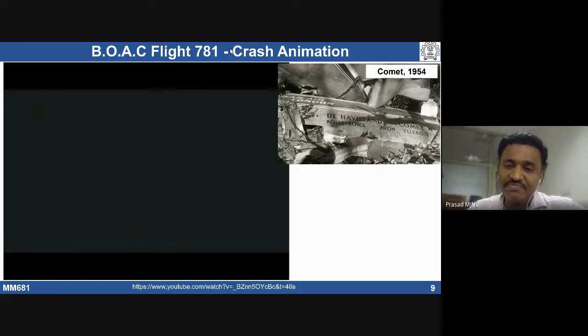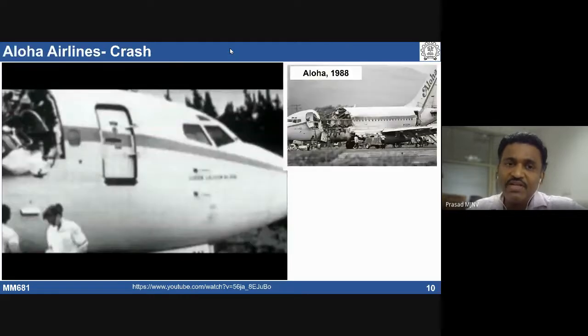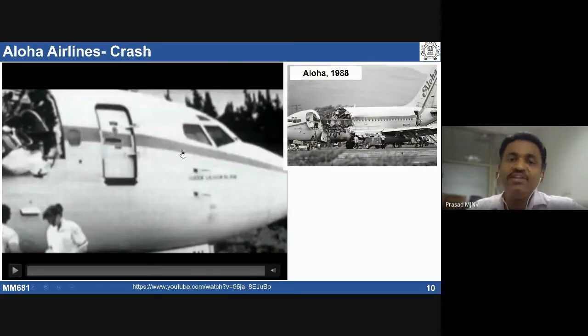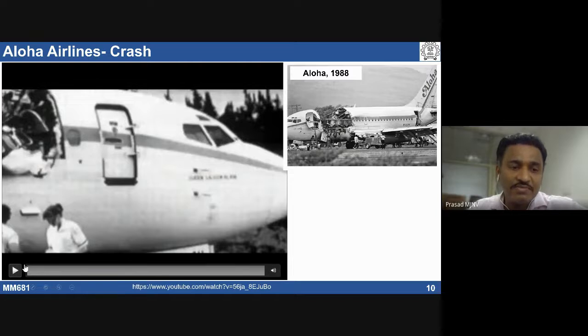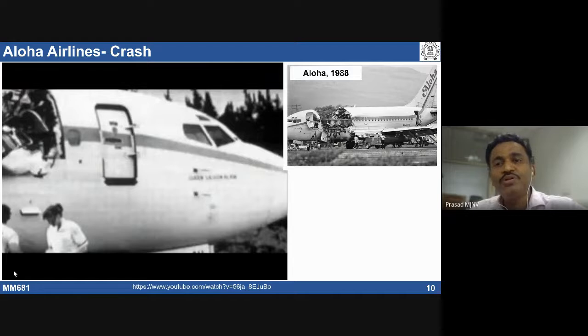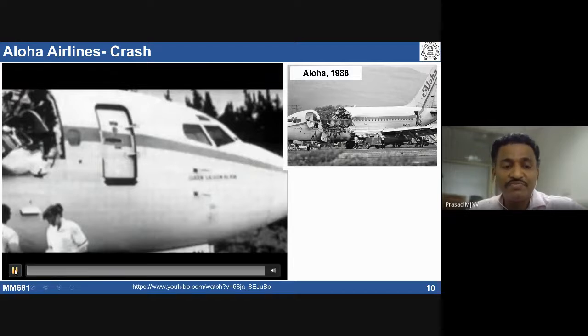Another accident, not much fatality, I think two or three people died, looks like a very funny kind of accident, but it also happened due to the same fatigue failure.